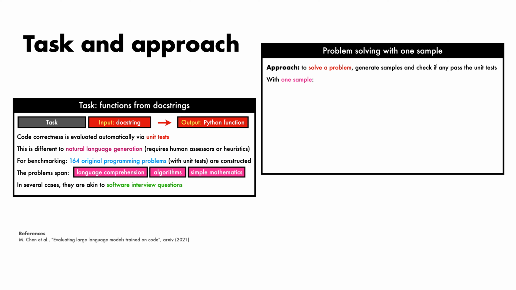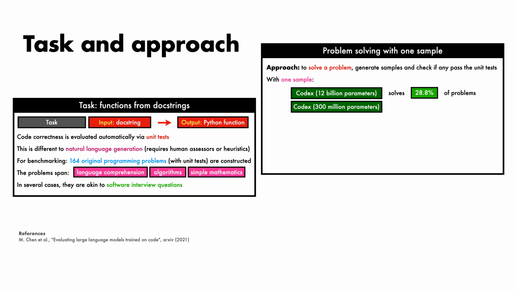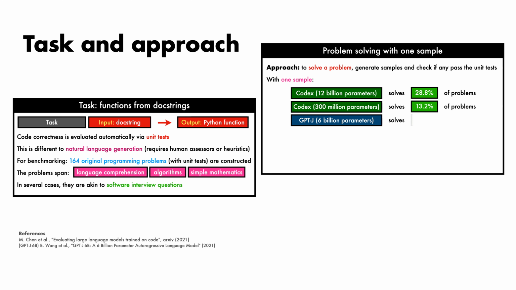By using a single sample, it is found that a Codex model with 12 billion parameters solves 28.8% of the problems, while a much smaller Codex model with 300 million parameters solves 13.2% of the problems. To put these numbers into perspective, GPT-J with 6 billion parameters solves 11.4% of the problems, while all other tested GPT models solve approximately 0% of the problems.